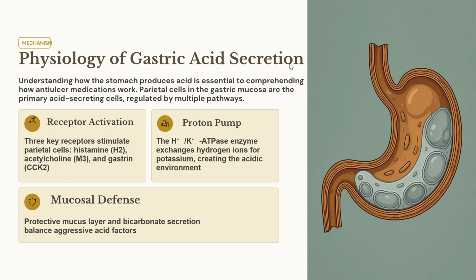Second pathway is by means of the proton pump. The hydrogen potassium ATPase enzyme exchanges hydrogen ions for potassium, creating the acidic environment. And by this means, proton pumps increase the acid secretion in the stomach. Mucosal defense: the protective mucus layer and bicarbonate secretion balance the aggressive acid factors in the gastrointestinal tract. So gastric acid secretion is controlled by these pathways.